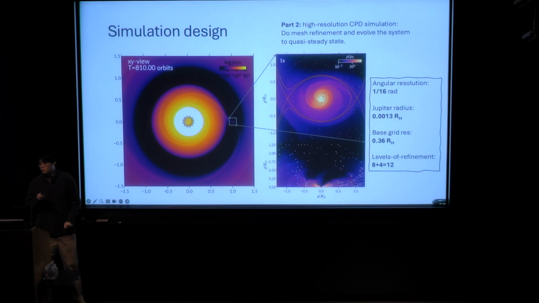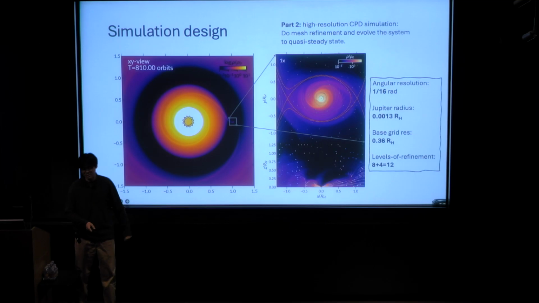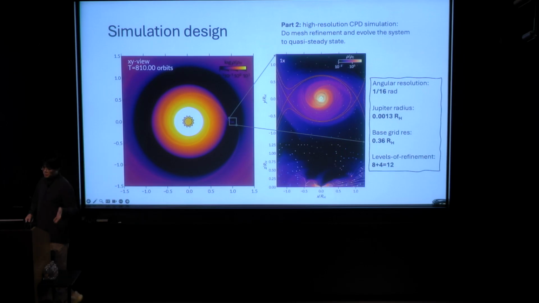Our goal of resolution is listed on the right. We want to resolve CPD at Jupiter's surface at an angular resolution of 1/16. That will give you a required level of refinement of 12. So this is why we need a high resolution simulation.